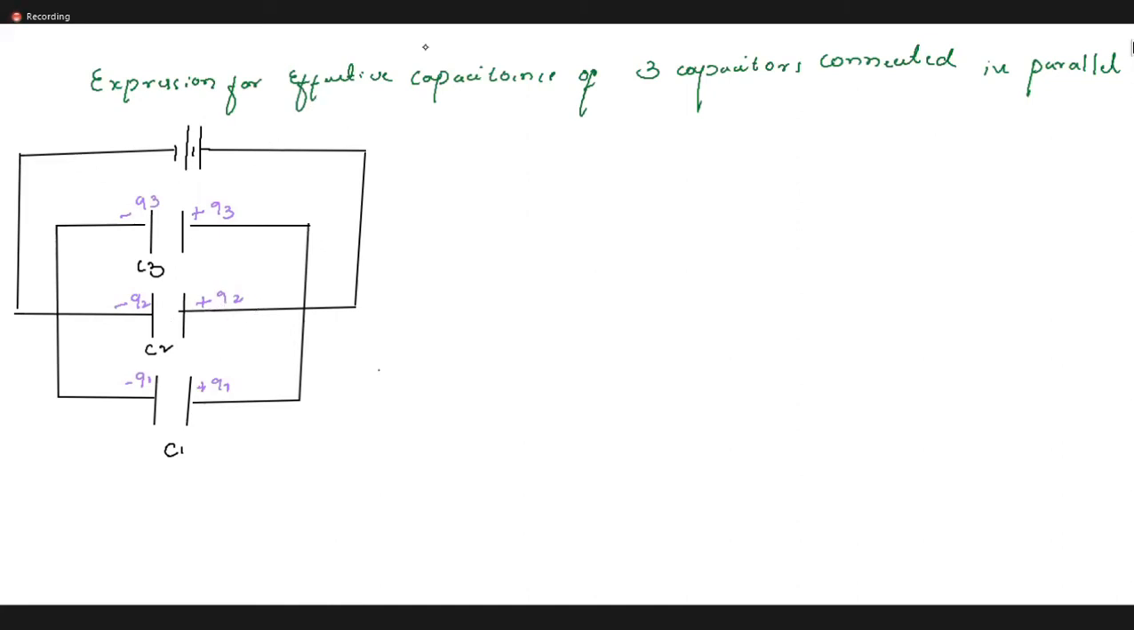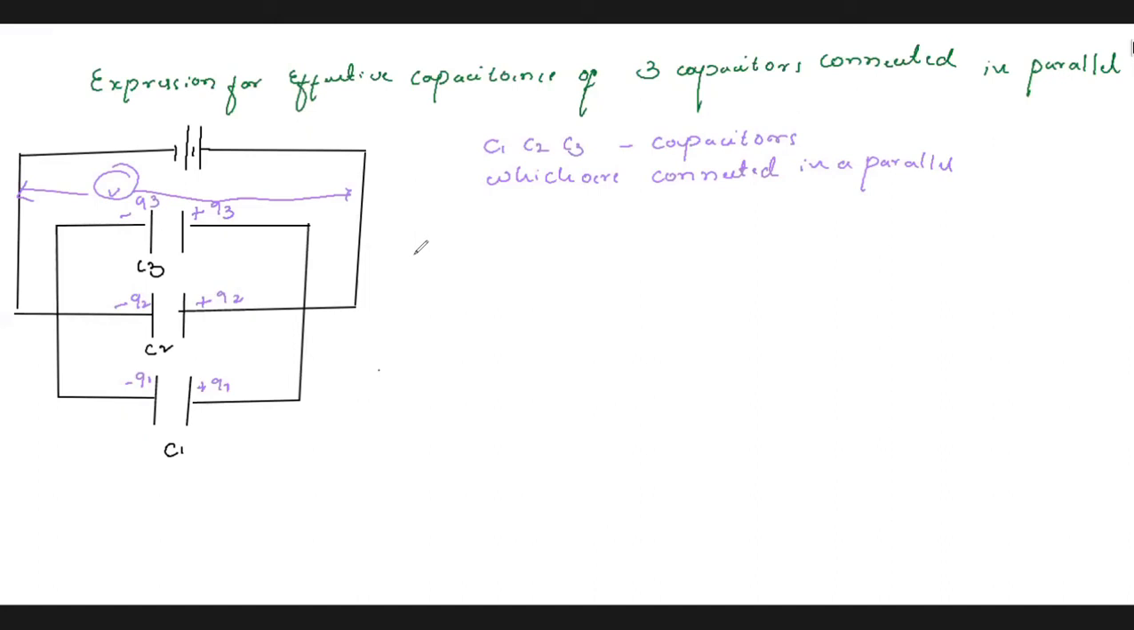Okay students, so let me draw the potential difference across the capacitors. The potential across these three capacitors will be the same, because the capacitors are connected in such a way that the potential difference between all of them will be the same. Let me say C1, C2, C3 are the capacitors, which are connected in parallel.